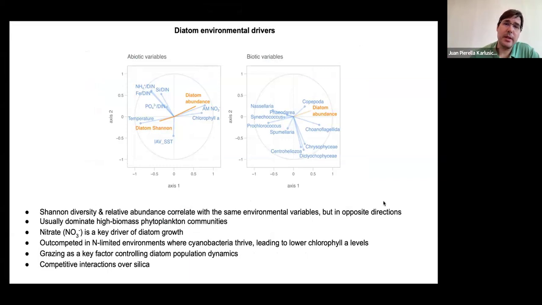So here, this is a PLS analysis regarding the abiotic and biotic variables that can explain the distribution of diatom abundance and diversity. In the first plot, it's clear that diatom Shannon diversity and diatom relative abundance are correlated with the same environmental variables, but in opposite directions. So diatoms are abundant or very abundant in high chlorophyll a communities, which is a proxy of a high biomass phytoplankton community. Nitrate is a key driver of diatom growth. They are very abundant where nitrate is high.